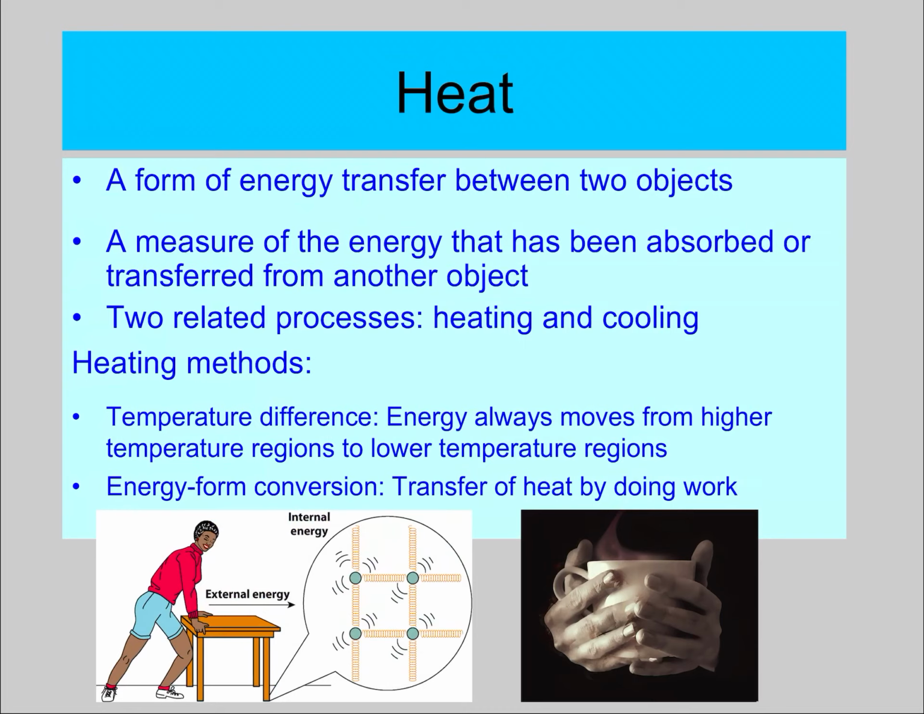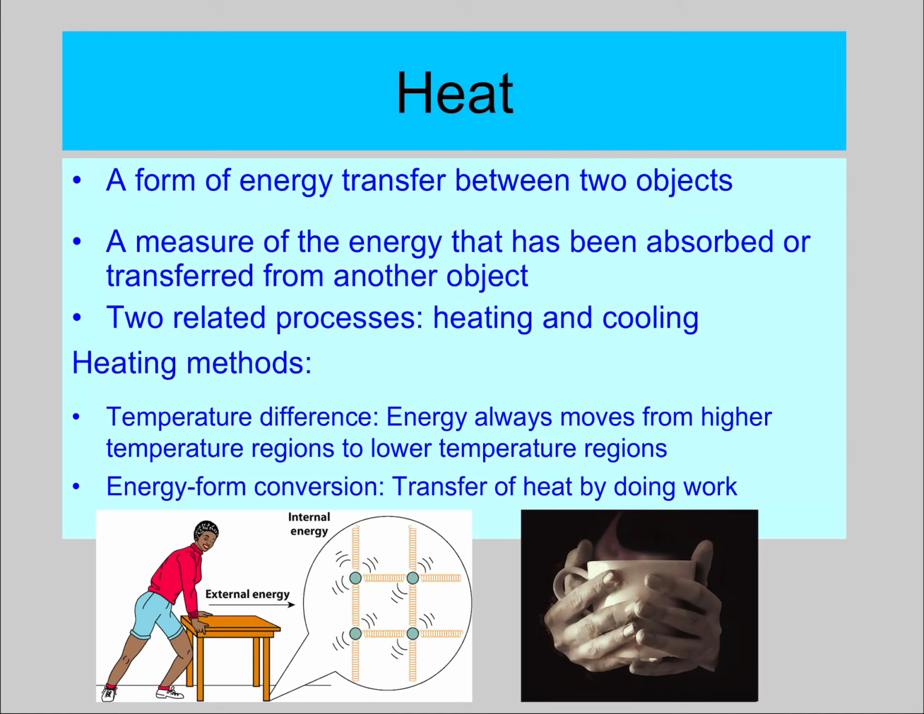So there are two different types of heating methods. One is temperature difference. So taking something hotter and something cooler, putting them together. And what we're going to see is that the energy is always going to go from the higher, hotter region to the cooler, lower region. So we don't technically cool hot objects. We are normally heating up a colder object, and because the hot object is losing its heat, it's going to cool down. But it doesn't flow the opposite direction.